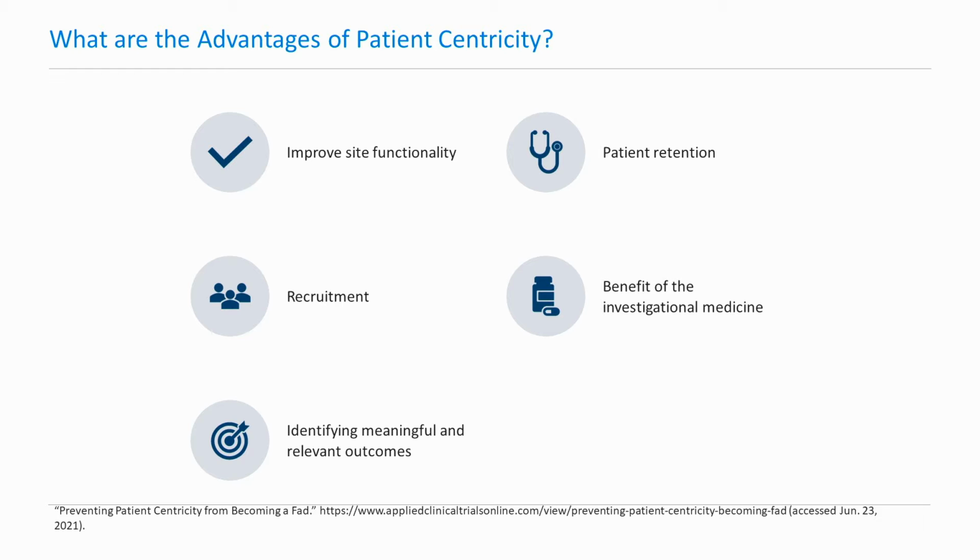Measuring and enhancing the patient centricity of a trial should help in improving site functionality, patient retention, and recruitment. Patient-centered studies will better demonstrate the benefit of the investigational medicine to patients and increase the likelihood of payment if the drug is approved. Measuring and enhancing the clinical trial design, patient centricity, should improve the ability to obtain medical approval by identifying meaningful and relevant outcomes. All these aspects have direct impact on how digital health technologies are incorporated in trials.